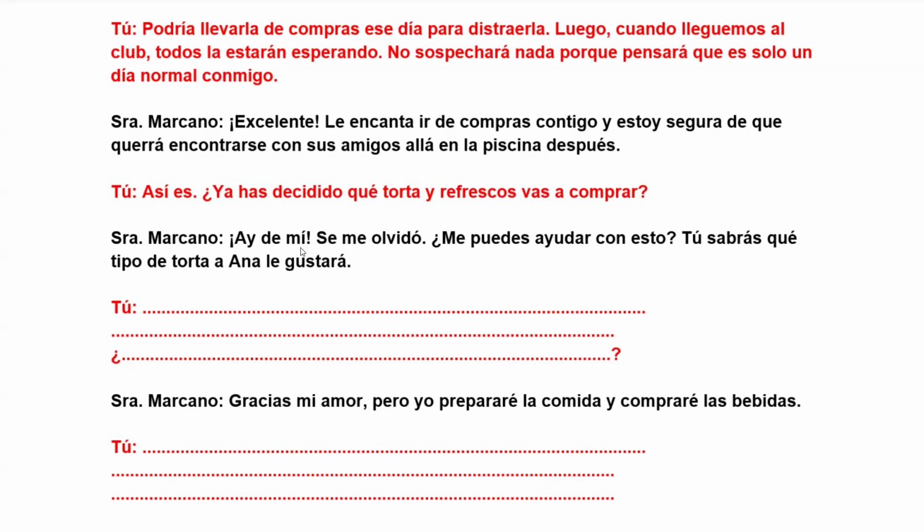So we already know that she says here, oh shoot, I forgot. Could you help me with that, right? You will know what kind of cake Anna would like. So you can see here again, there are also question marks here again. So we have to ask a question. So we know we have to ask a question, okay?